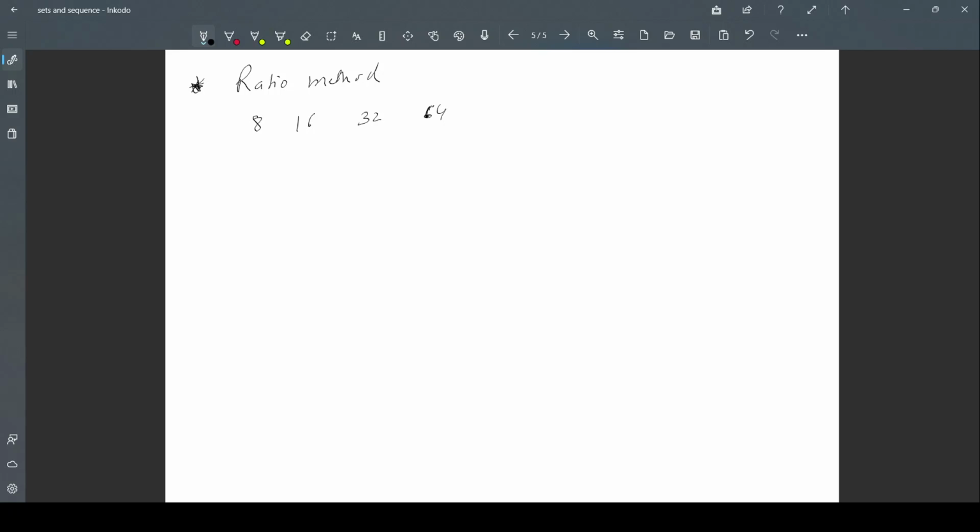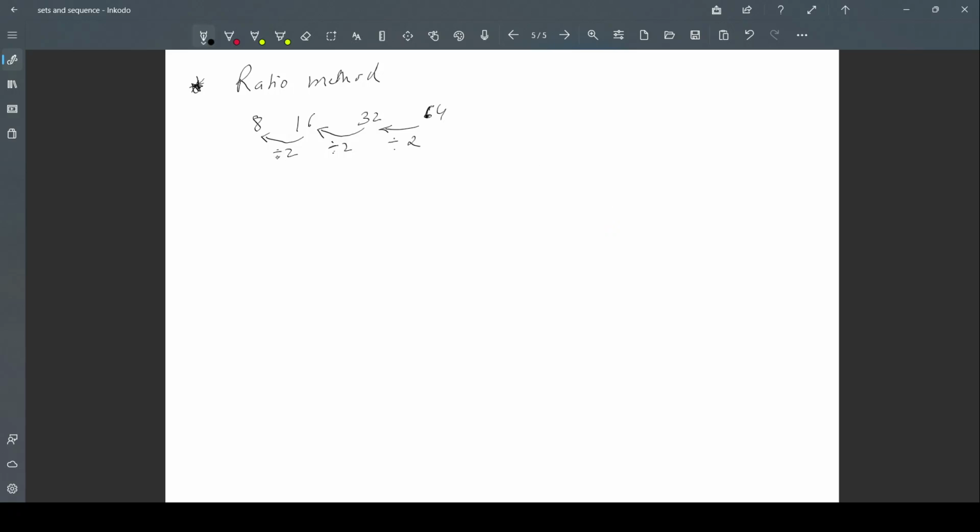You need to divide and check. 16 divided by 8 is what? 2, right? And 32 divided by 16 is 2 again. And 64 divided by 32 is 2 again. So if you check each term divided by the previous term, you will get the same ratio. That 16 divided by 8, we call this a ratio, and 32 divided by 16, all these ratios come out to be the same.